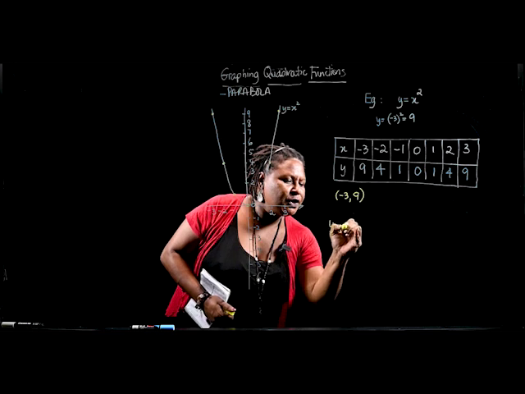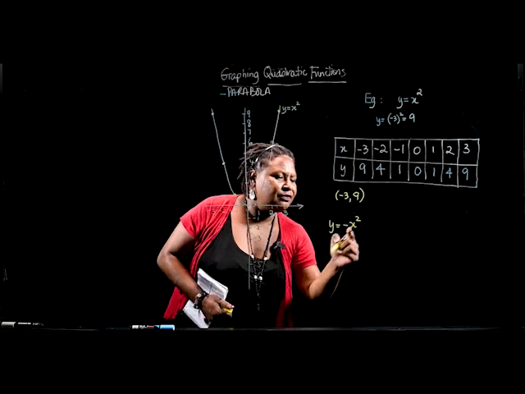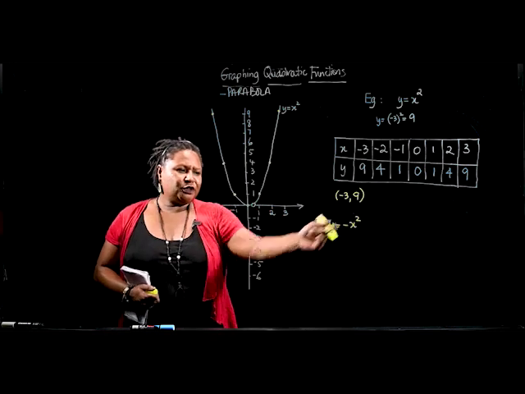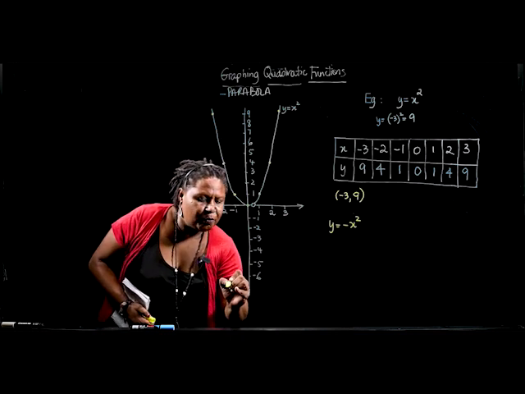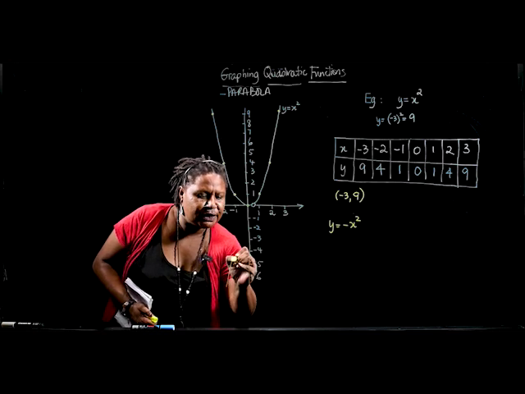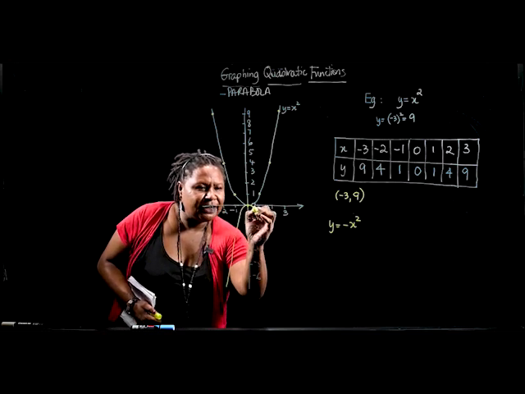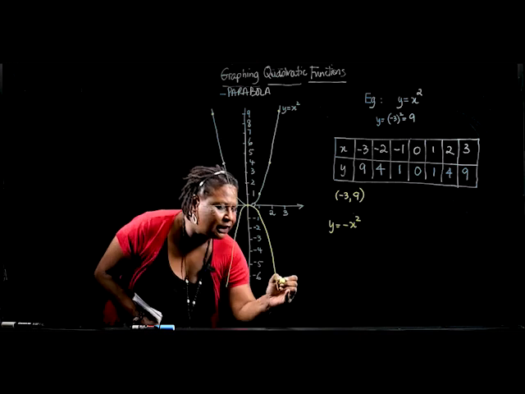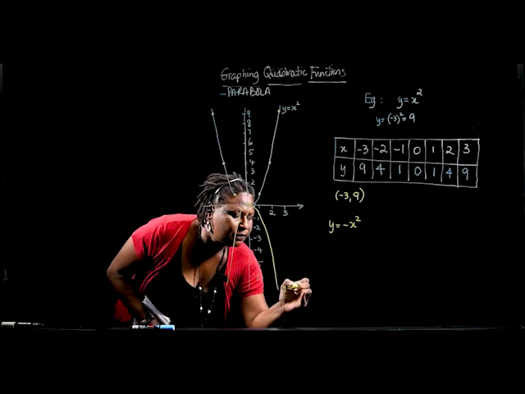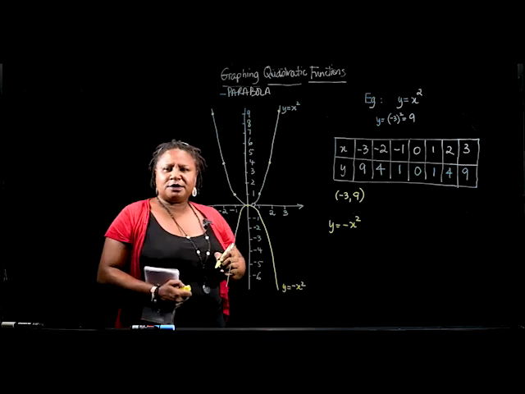If you have the equation y equal to negative x squared, where the coefficient of x squared is negative, then your parabola is going to be upside down, a mirror image of the first one, y equal to negative x squared.